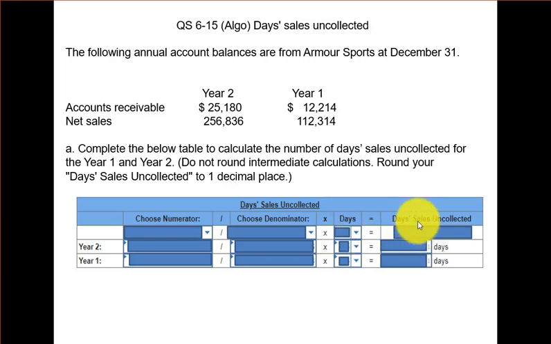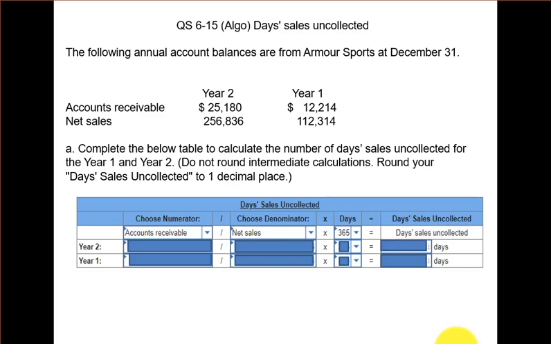And then you'll get your answer, days sales uncollected. So let's see what we got for each of these. Accounts receivable divided by net sales, times 365 days, will equal our days sales uncollected. That's our little formula we got from the previous slide. Now let's look at year 2.